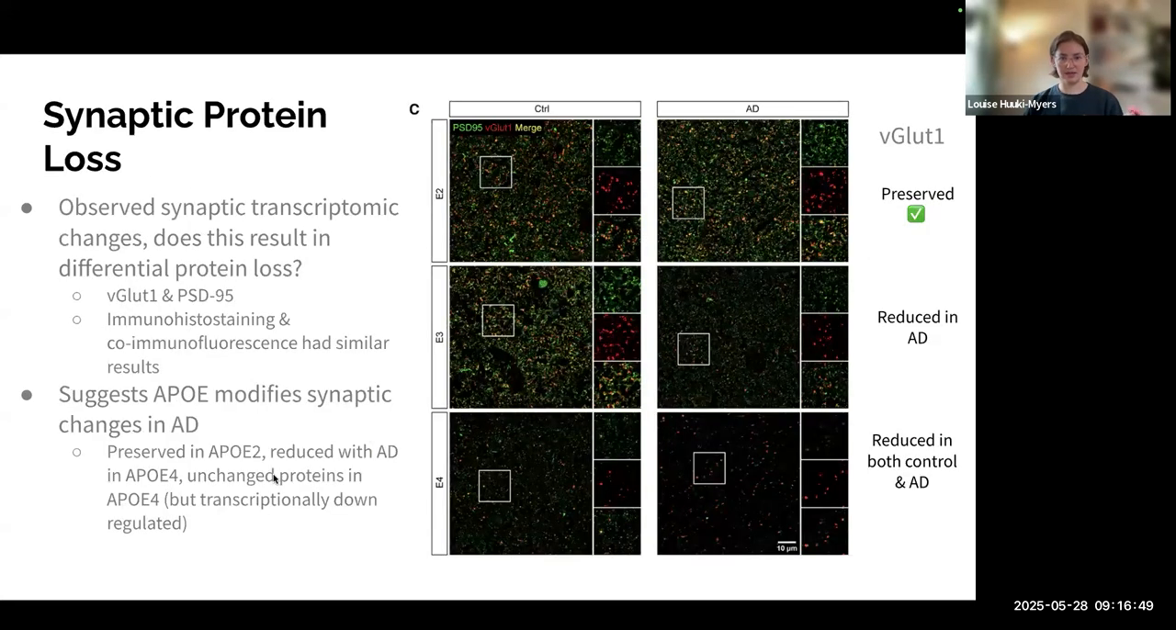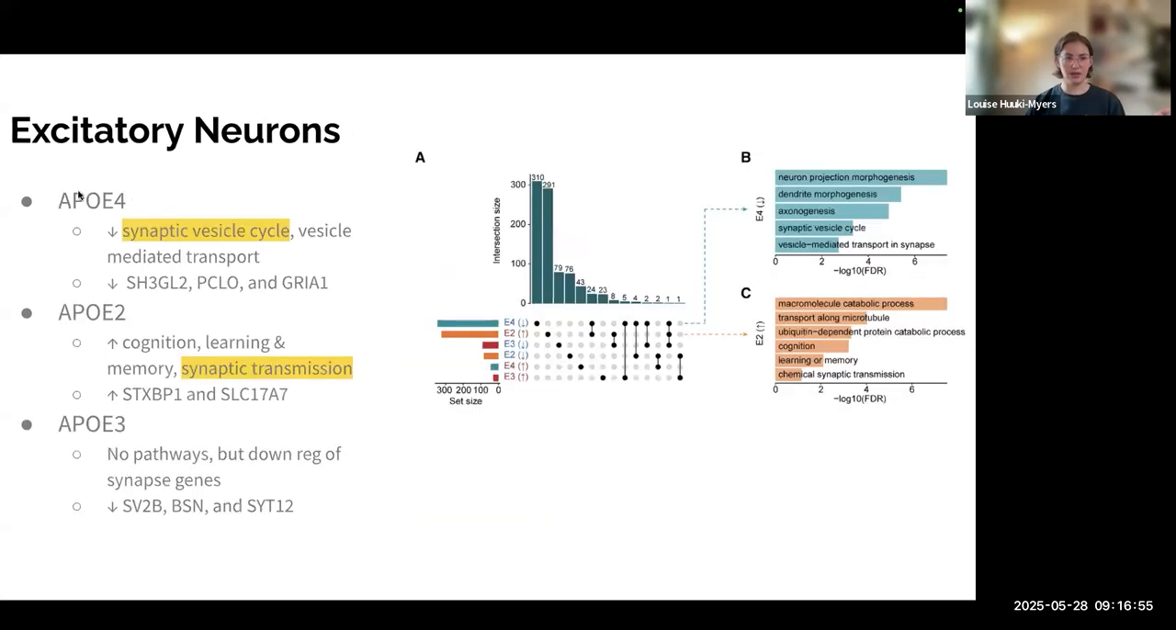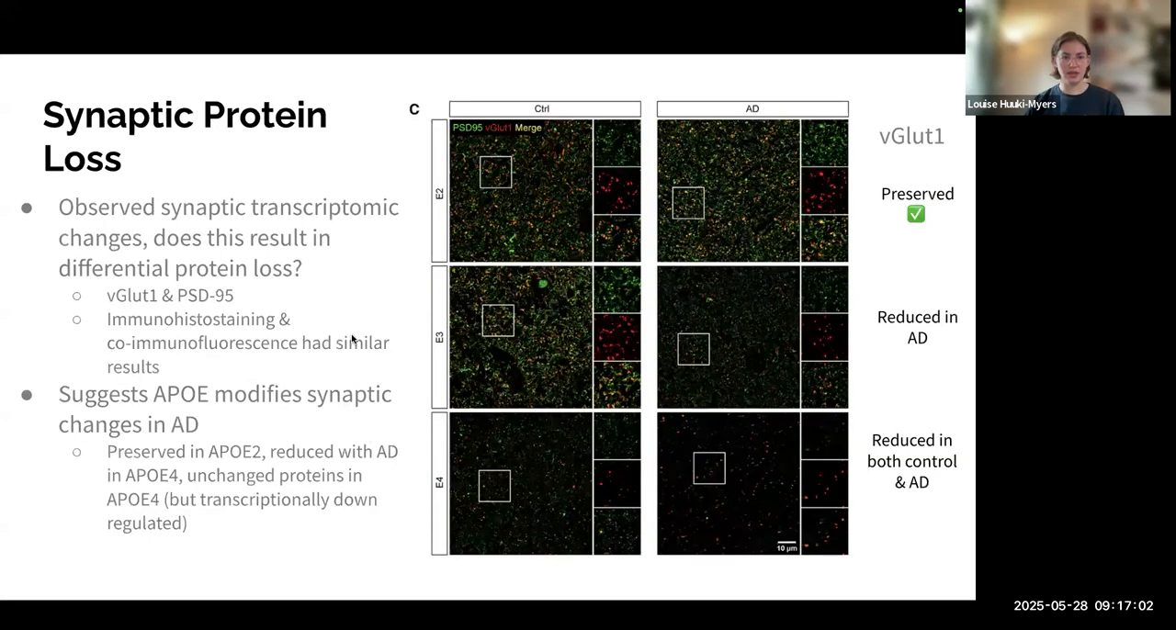But they then zoom in on that synaptic protein loss, like what's going on there. So if you remember, we saw down synaptic gene sets in ApoE4 and upregulation in E2. So what they do is they're looking for VGLUT1 and PSD95, or I guess they're looking for the proteins rather than the genes or transcripts here in the tissue. So they observe the synaptic transcript changes, and they're asking, does this actually result in protein loss in the brain?